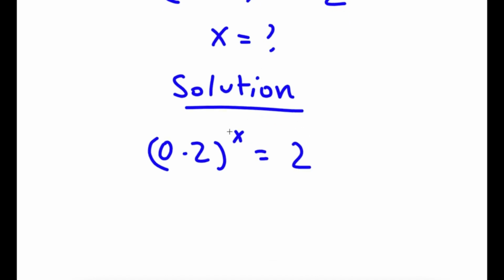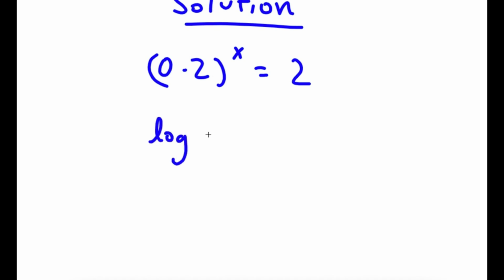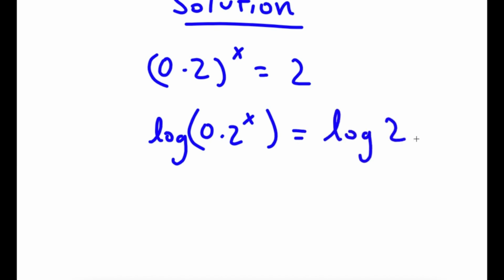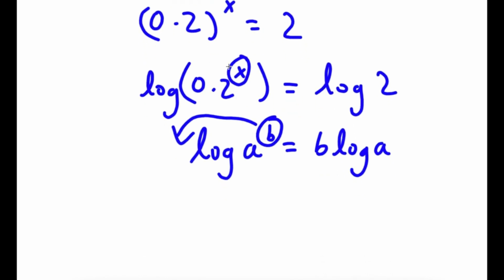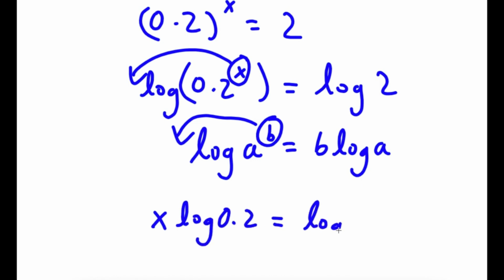Now I'm going to take the log on both sides. So I have log 0.2 to the power of x is equal to log 2. And if I have something in the form log a to the power of b, I can actually move this exponent b here to the front. So this can equal b times log a. So in this case, I have log 0.2 to the power of x, and I can move x to the front. So now I have x times log 0.2 is equal to log 2.